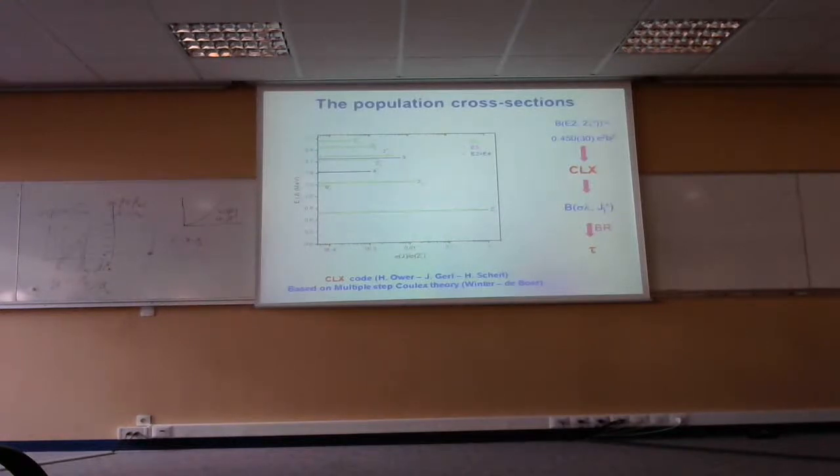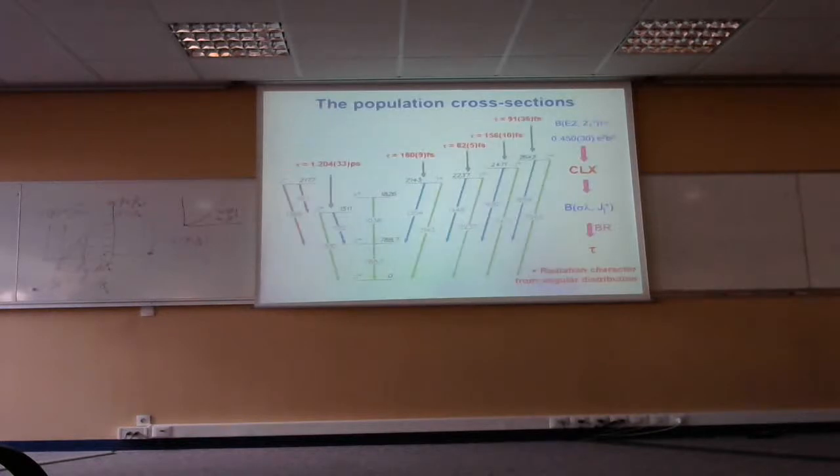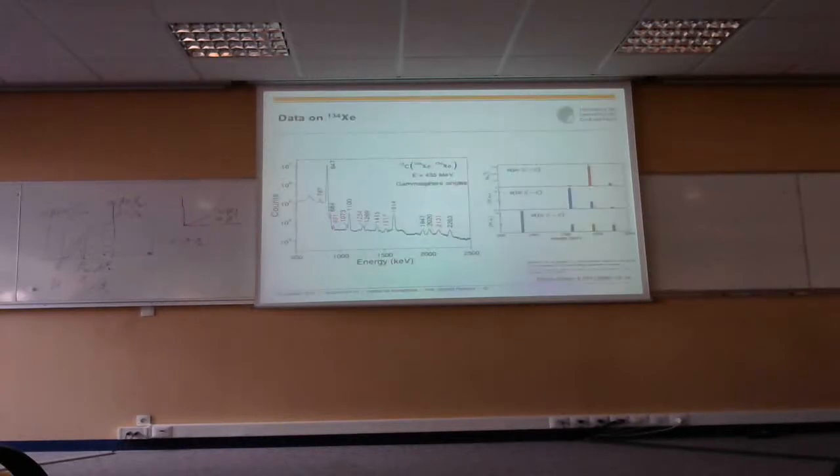And from the branching ratios, we have the lifetimes. And that results in these lifetimes. So we have the first 2+ state, second, third, fourth, fifth, sixth. We have all these lifetimes. And we get the E2 to M1 multipole mixing ratios out from the angular distributions. And then we get the M1 transition rates.